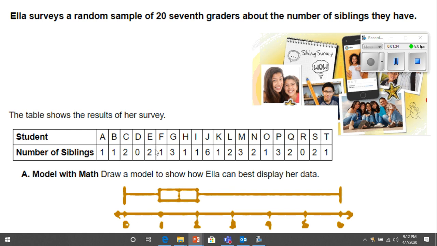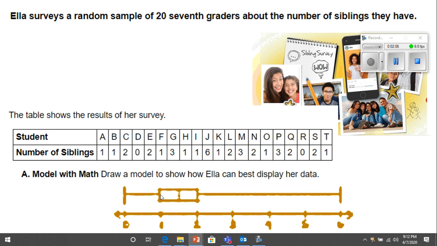So we got 1, 2, 3, 4, 5. So the first quartile is going to go to the number 1. We know that because there's another number 1 over here, which means that quartile and this quartile are going to meet at number 1. Next, we're going to go to the next 5 numbers, 1, 2, 3, 4, and 5. That means that quartile is going to end right there at 1.